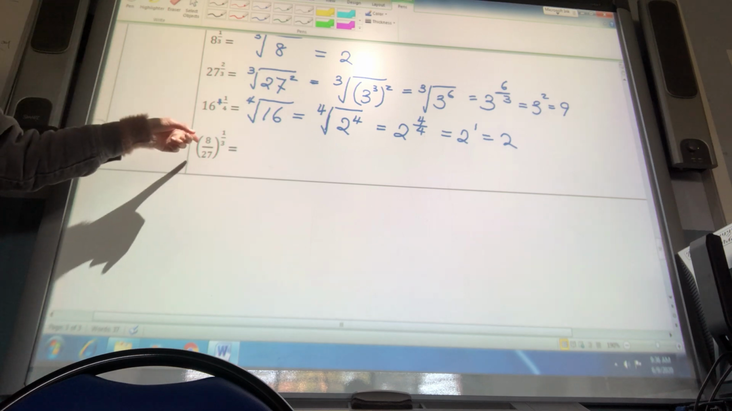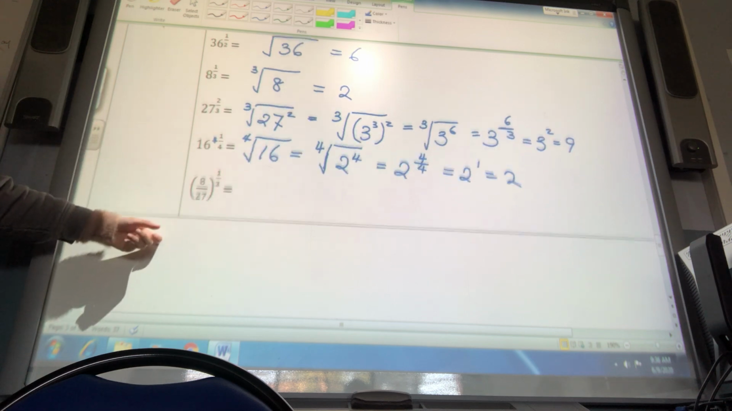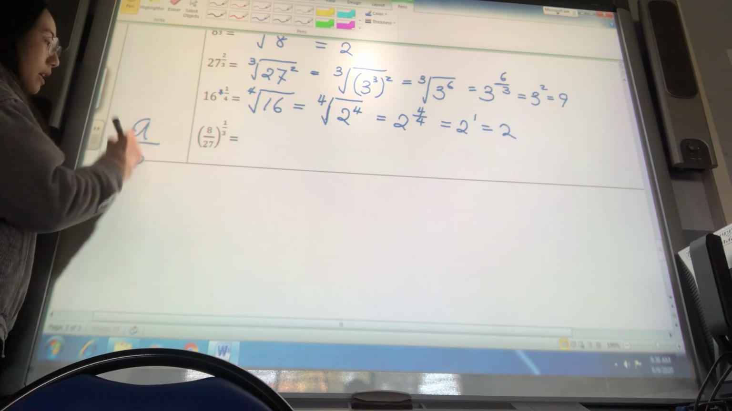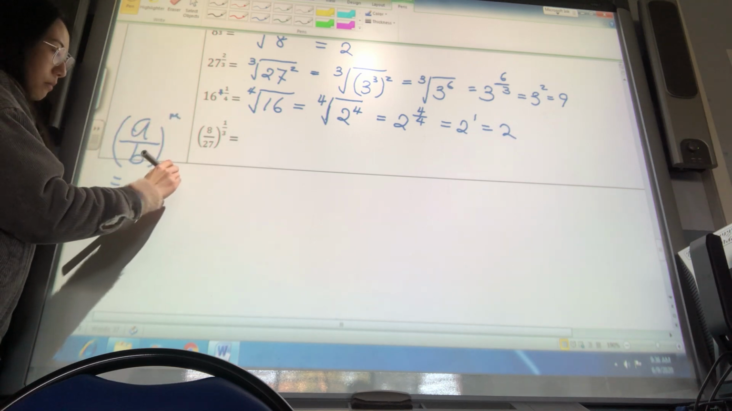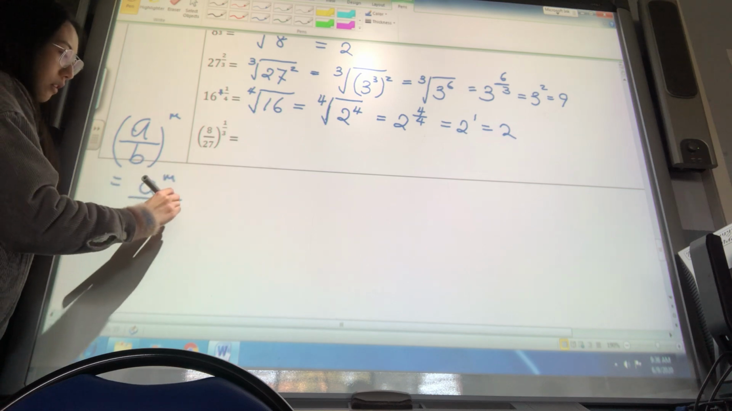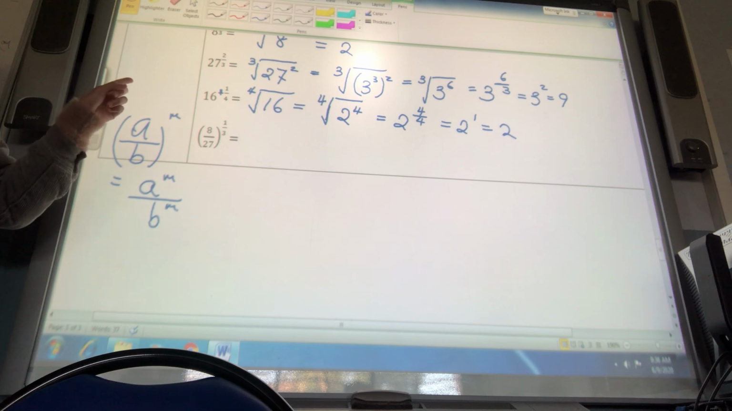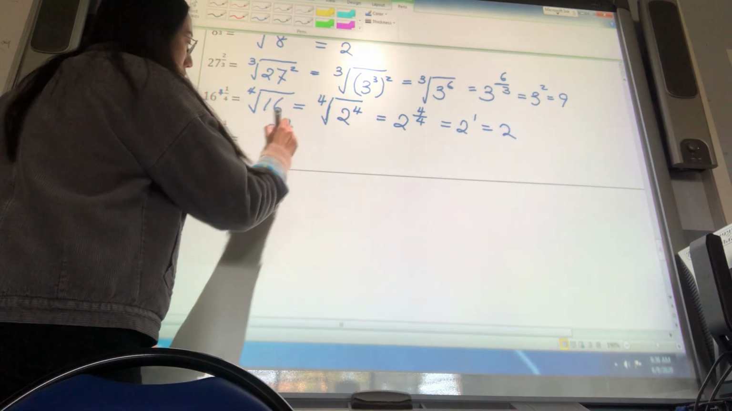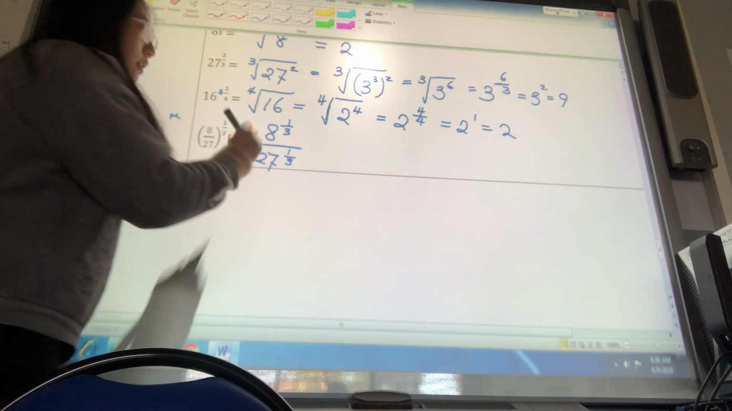Next one, I have a fraction to the power of a fraction. So first, applying the law where a over b to the power of m should be equal to a^m over b^m. So that means whatever power you have, it has to apply to both of them. So you'll have 8 to the power of 1/3 over 27 to the power of 1/3. Any questions here?